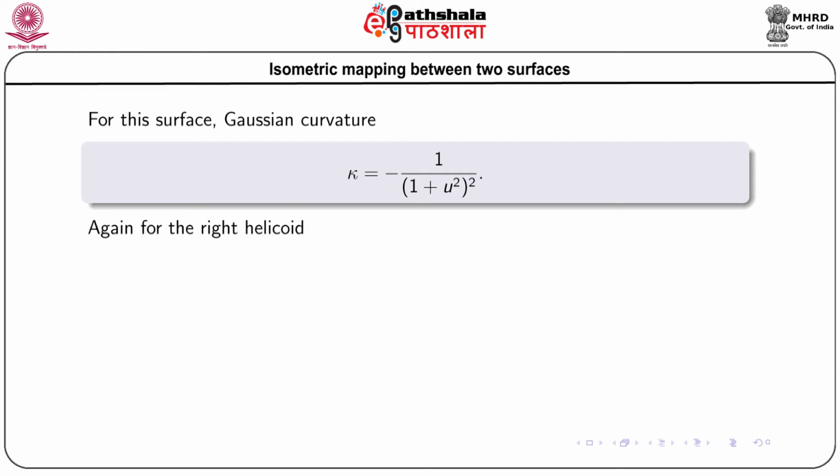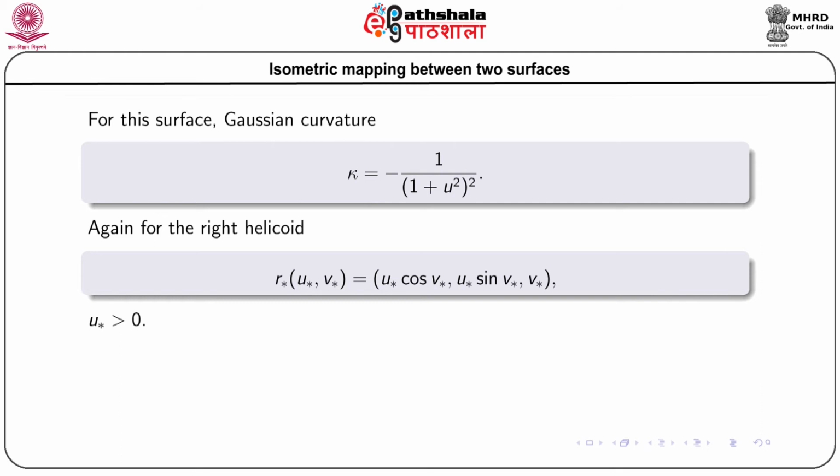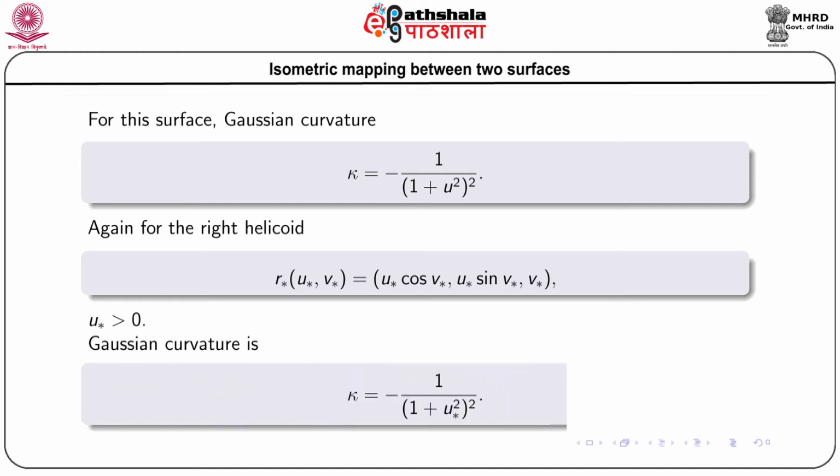Again for the right helicoid, we have obtained in our earlier chapter the intrinsic geometry of the right helicoid. We have obtained the Gaussian curvature and many other things on the right helicoid, and we have seen that for the right helicoid, if the equation is expressed in this form, the Gaussian curvature is this one, minus 1 by (1 plus u star square) whole square.